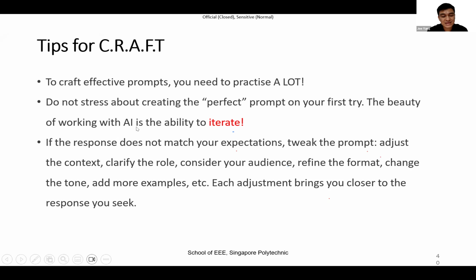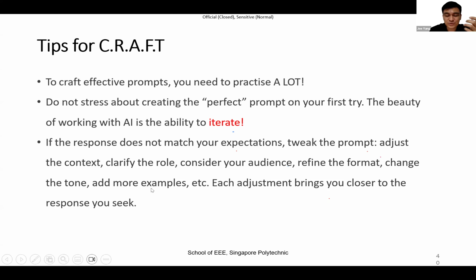The beauty of working with AI is the ability to iterate. So you can keep on trying, keep on adding the role, audience, tone, and format, to get the response that you like. If the response does not match your expectation, tweak the prompt. How to tweak? Adjust the context, clarify the role like in CRAFT, consider the audience, refine the format, change the tone, and add more examples.